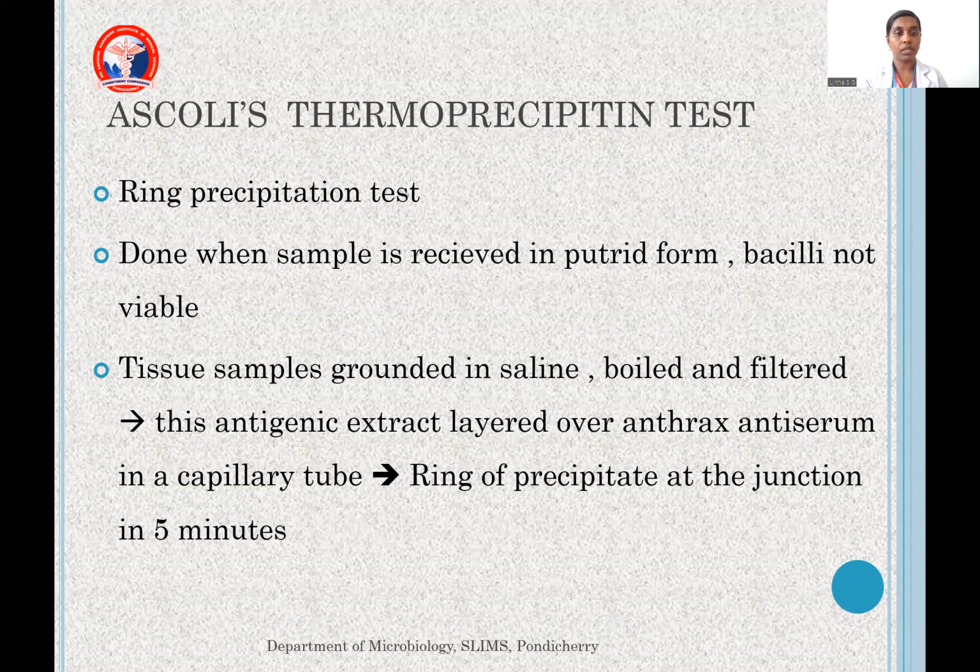So what we do is we grind the tissue samples in saline and we boil it and take the filtrate. This antigenic extract that we get, we take it in a narrow capillary tube, and over the antigenic extract in the capillary tube, we add anthrax antiserum. So there are two layers, one antigen and the other antibody. So there will be an antigen antibody reaction happening at the junction. So a ring of precipitate is formed at the junction between the two in 5 minutes. So this is a ring precipitation test known as Ascoli's thermoprecipitin test.